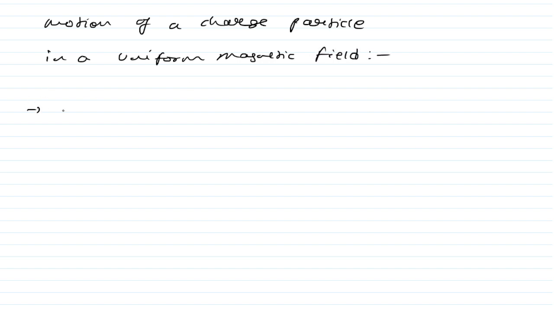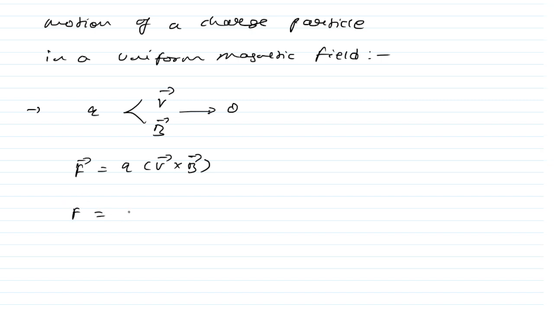As we know, if a charged particle is moving in a magnetic field with velocity v and magnetic field B, making an angle of theta, then the force between them due to the magnetic field is F = q (v cross B), and if we write the magnitude it will be q v B sin theta.